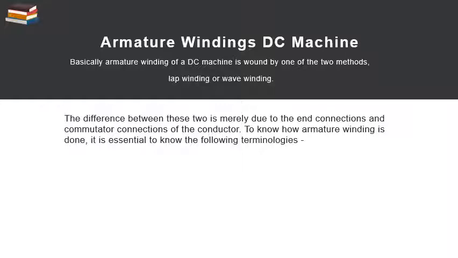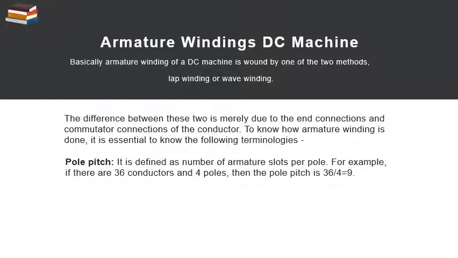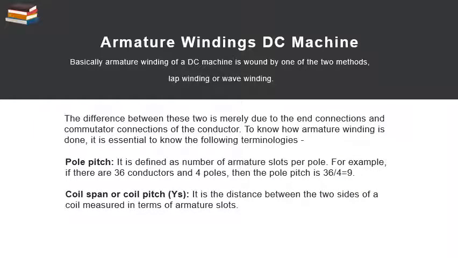To know how armature winding is done, it is essential to know the following terminology. Like pole pitch. What is pole pitch? It is defined as the number of armature slots per pole. For example, if there are 36 conductors and 4 poles, then the pole pitch is 36 by 4, which is equal to 9.